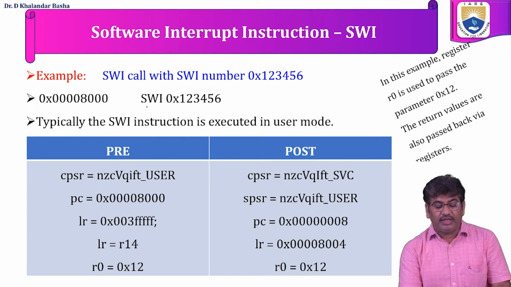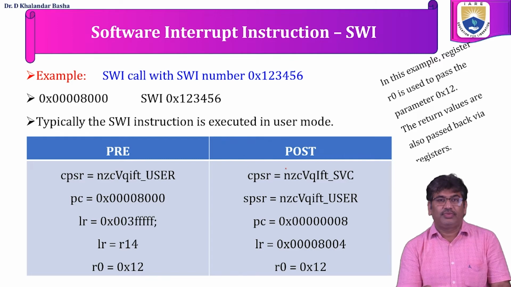So before executing the SWI instruction, which is at offset 8000, the CPSR register has the flags set in this manner with user privilege. PC is updated with the value 8000. Next, the LR register will store the address of the next instruction, that is 003FFFF. LR is register R14, and R0 will have the parameter value we have to pass. So in this example, the parameter value being passed is 12.